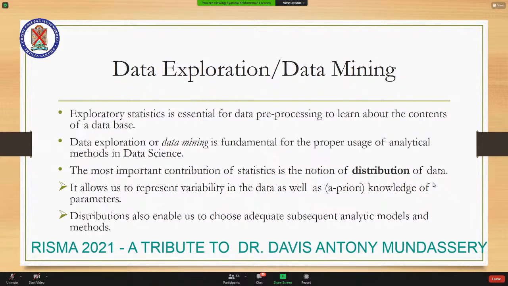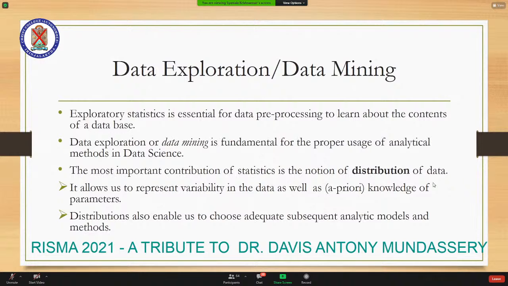We need to have some understanding of the distribution of the data points that we have. Why do we need that understanding? Because it allows us to represent variability in the data as well as knowledge of parameters. Most methods assume that the data is normally distributed or something similar. But if we have a proper idea about the distribution of the data, we can understand the variability in the data very well, and also the parameters. Distributions also enable us to choose adequate subsequent analytic models and methods, so that will help us choose the right models for analysis. That's for the data exploration or data mining part. In other words, we need to look at the distribution of data for that process.